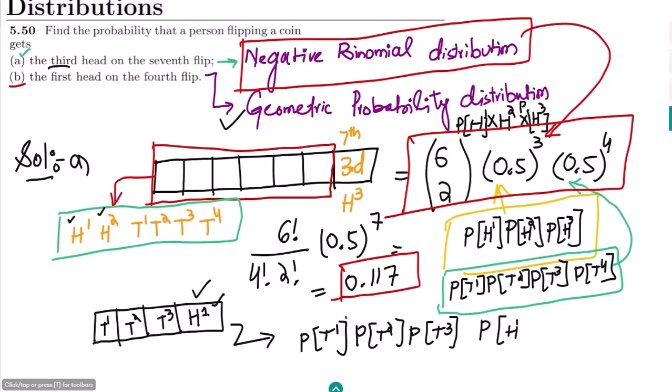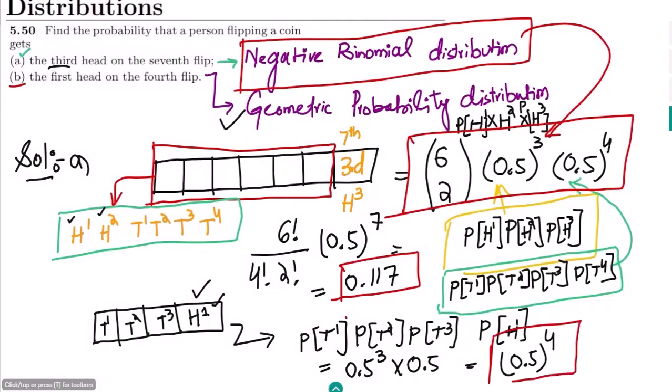These are the failures, or the tails, and the success we call the head, here P of H1. So it would be 0.5 multiplied by 0.5 multiplied by 0.5, which is 0.5 raised to the power 3, and multiplying it with the probability of H1, which I also call 0.5, it is basically 0.5 raised to the power 4. This is the solution of question 5.50 part B.